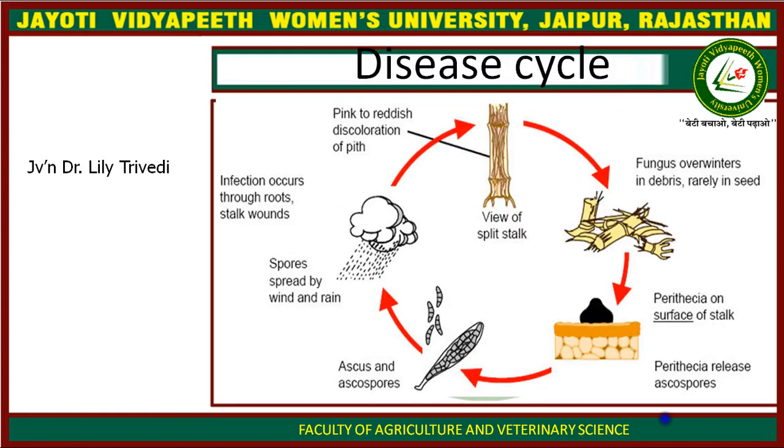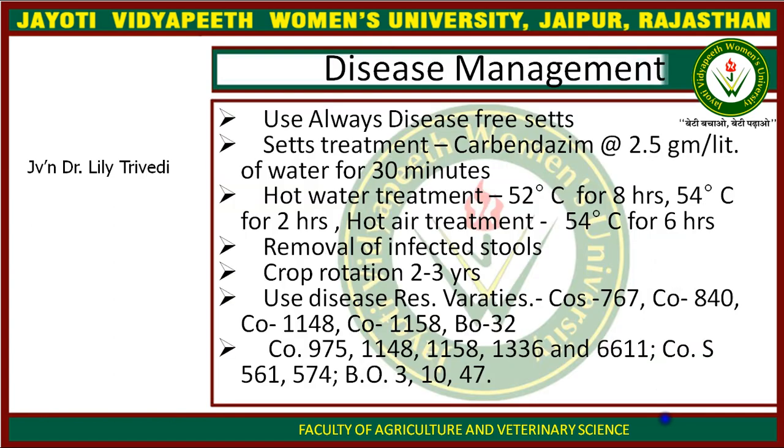The disease cycle over here shows the infection is occurring through the roots, the stalks and wounds. There is pinkish to red color discoloration of the pith. The fungus overwinters in the debris but rarely in the seed. It survives as perithecia on the surface of the stalk, and these perithecia release ascospores, and these ascospores again release conidia and are spread by wind or rain.